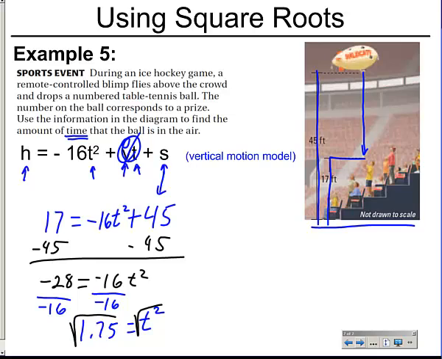Take the square root of both sides. Now remember, square roots always end up with two answers, one positive, one negative. But we're talking about a time value in which the ball has been dropped from the sky, so the negative time value wouldn't make sense in the context of the problem, and we simply ignore the negative value. So use a calculator to estimate the square root of 1.75. When we do that, we get an approximation of about 1.32. Now time is in seconds. So it takes the ball about 1.32 seconds to fall from the blimp to the person that catches it 17 feet above the ground when the ball is dropped from 45 feet.